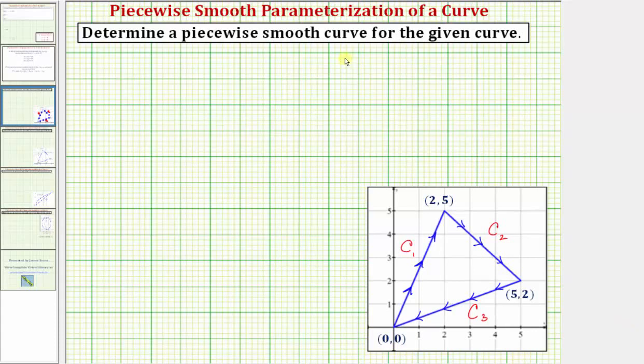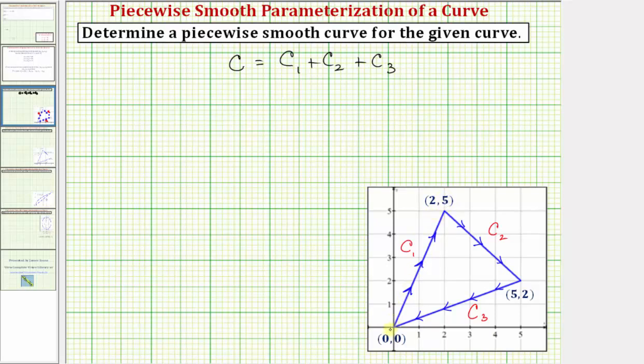We want to determine a piecewise smooth curve for the curve shown below, where the curve C is equal to curve C sub 1 plus curve C sub 2 plus curve C sub 3. So to make the curve C piecewise smooth, we'll write parametric equations for these three curves. Looking at the orientation, we'll first go from the point (0, 0) to the point (2, 5) along this segment.